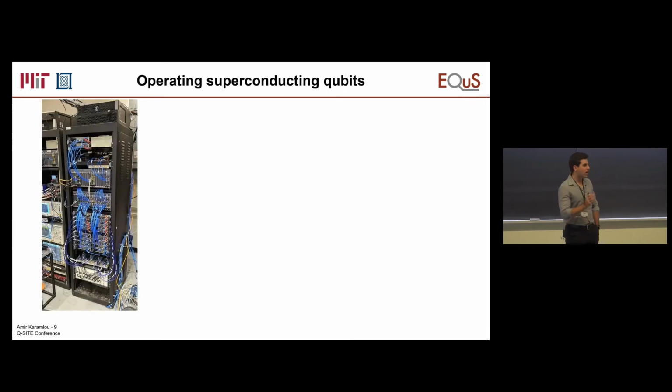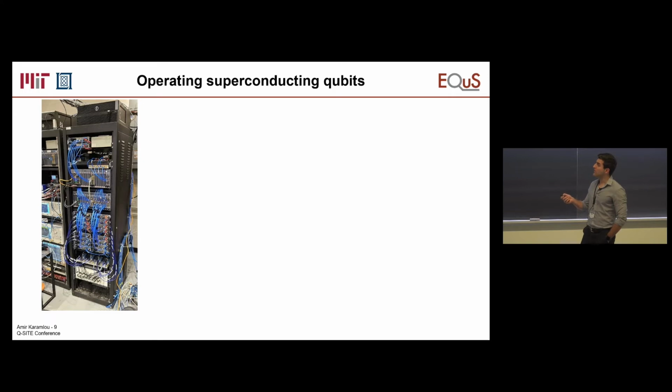Okay, so I told you guys about the theory of superconducting qubits, but how do we operate these devices now? So this is what my room temperature setup looks like back at MIT. We're using this to operate a 16-qubit sample right now. We have some arbitrary waveform generators that can generate pulses with the resolution of 1 nanosecond.